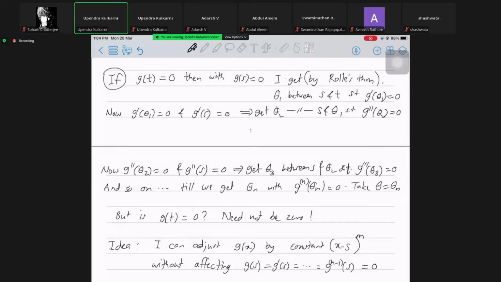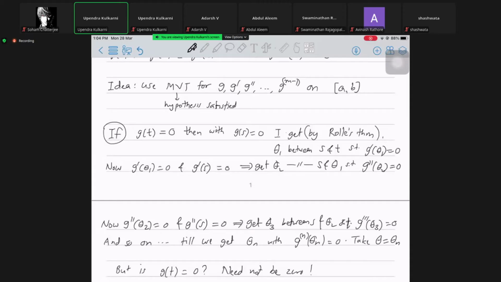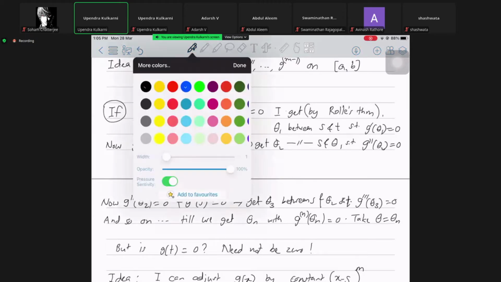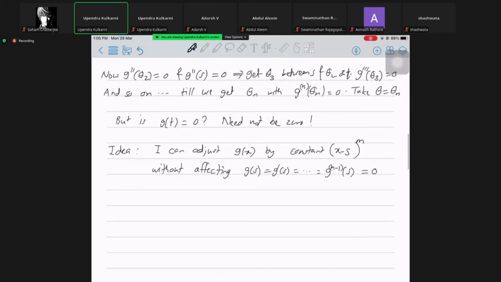So remember what it is that we want. We want to adjust t in such a way that all of these nice derivatives that I have matched at s, I don't want them to get affected. So that I have done. But I also want this, correct? I want this. So what do I do? I just adjust the constant multiplying this high degree term.